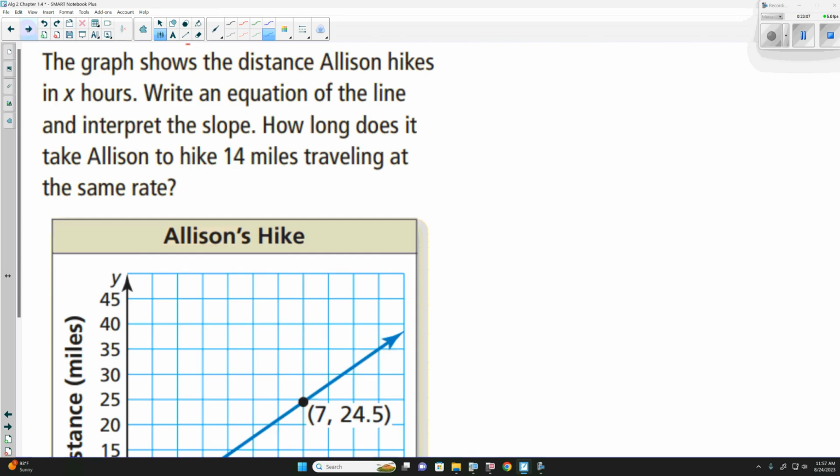All right. Let's look at this one here. The graph shows the distance Allison hikes in x hours. Write an equation of the line and interpret the slope. How long does it take Allison to hike 14 miles traveling at the same rate?